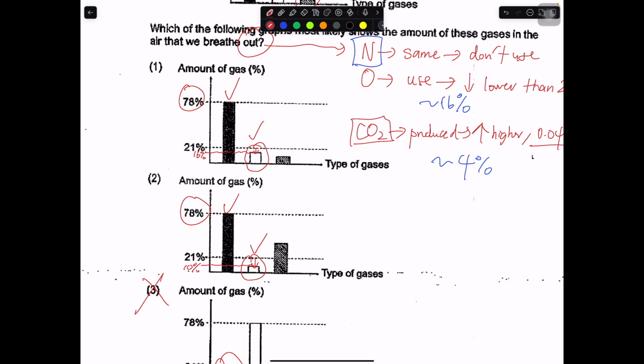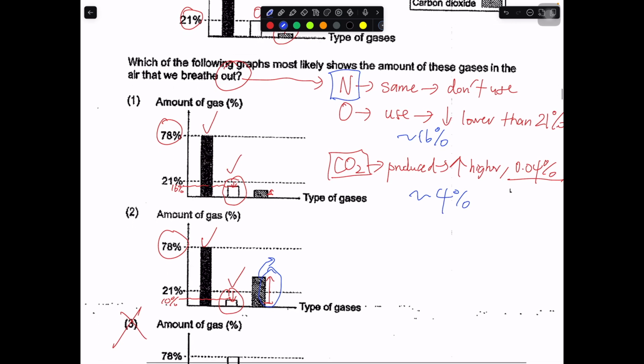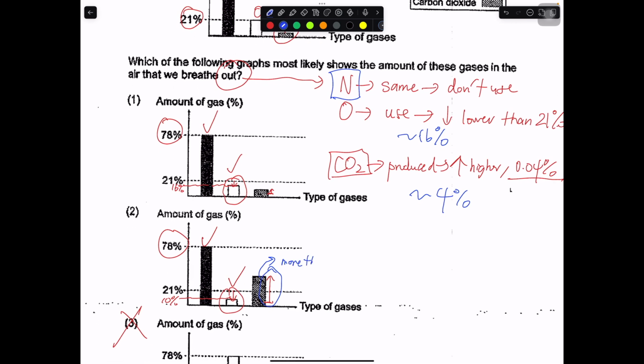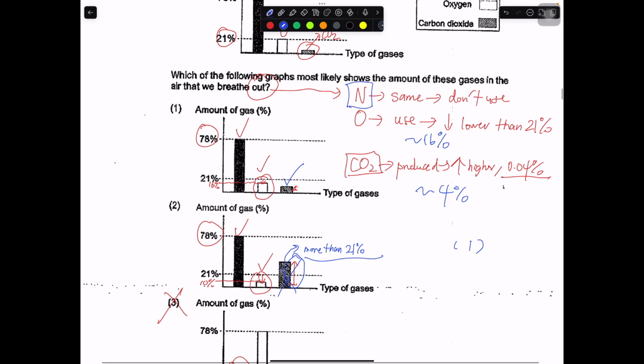Carbon dioxide will increase. Can you see that both of them increase, because originally it's somewhere here? This one increases, this one increases, but can you see this one increases so much more? It has increased to an extent that does not reflect reality, because over here this is more than 21%. So this must be wrong. The correct answer should be this, so the answer is number 1, because this doesn't make sense. It does not reflect what the real world is.